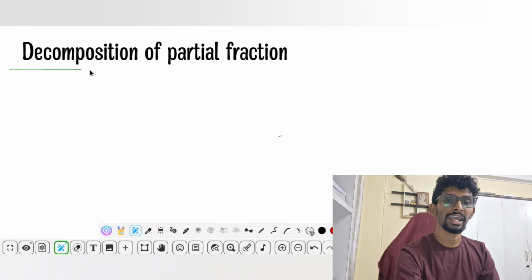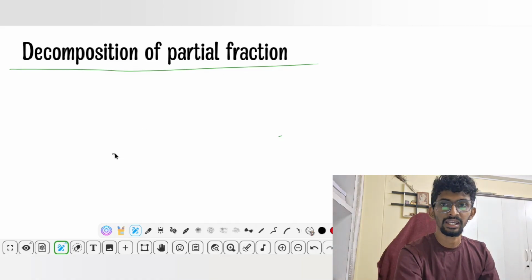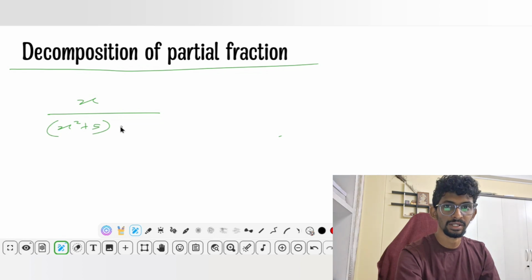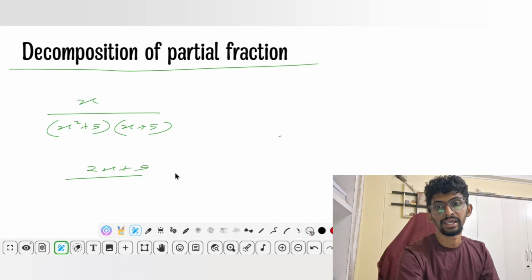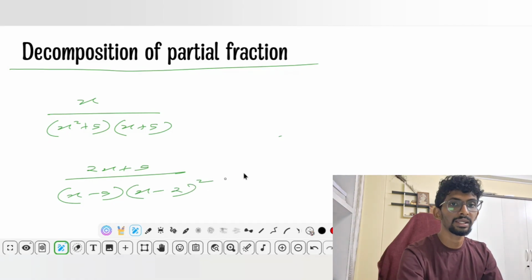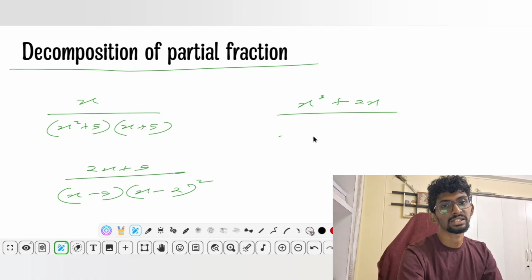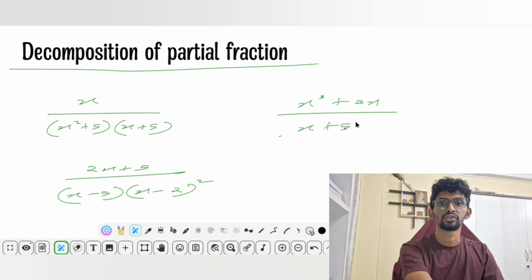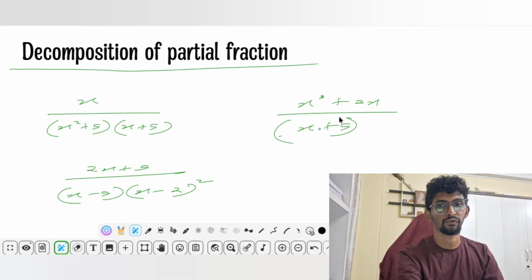So fraction can be of different types. It can be x upon x square plus 5 times x plus 5. It can be 2x plus 5 upon x minus 5 times x minus 2 whole square, or it can be x cube plus 2x upon x plus 5. So these three are three different types of fraction.